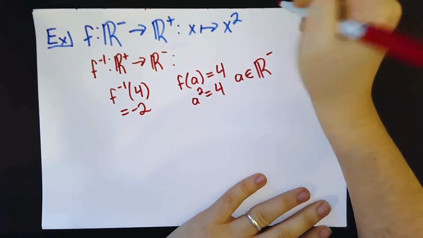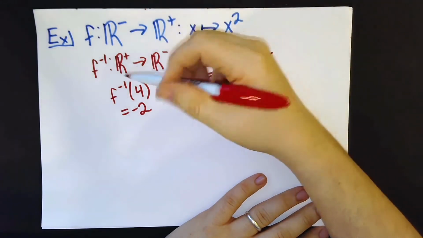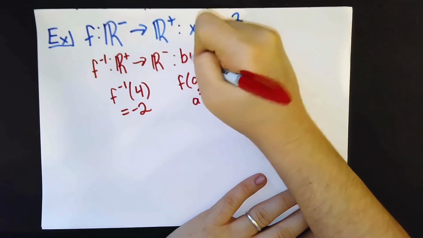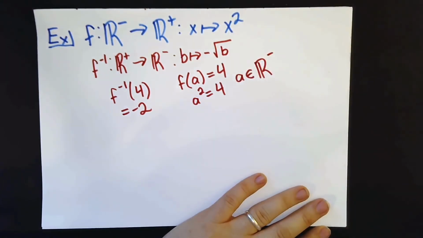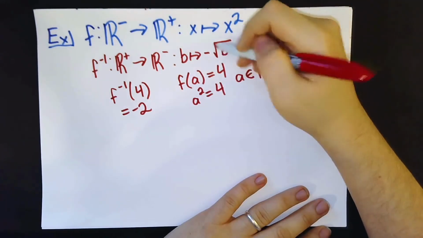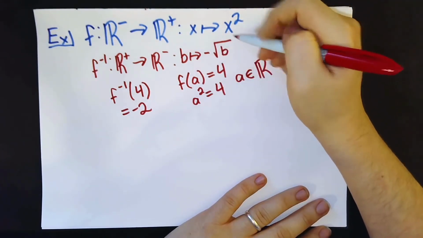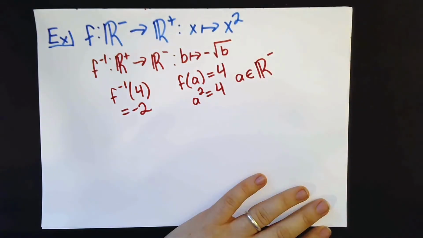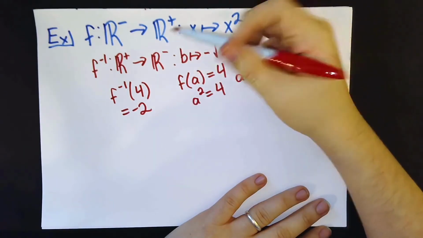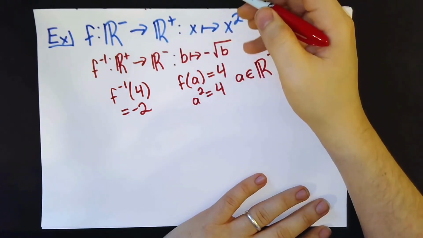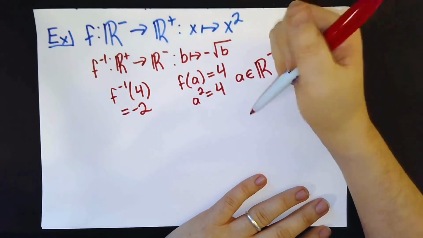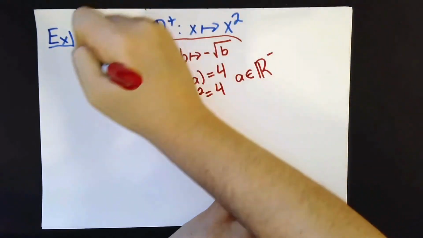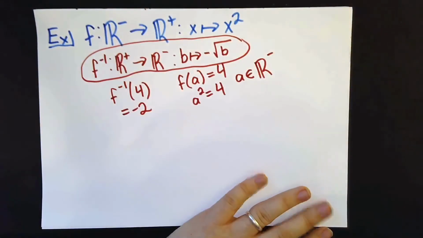In fact, actually, if I think about it, what this function is always doing is taking b not to the square root of b, but to minus the square root of b. Square root of b is always positive, and I want to be sending it to a negative number. Namely, I want to be sending it to the other square root of b. And the other square root of b happens to be minus the square root of b. And so my inverse function actually ends up being that.